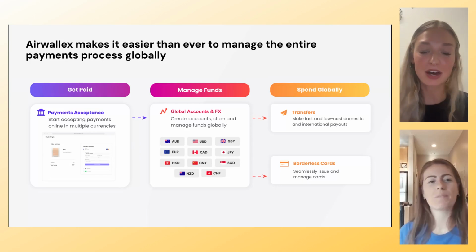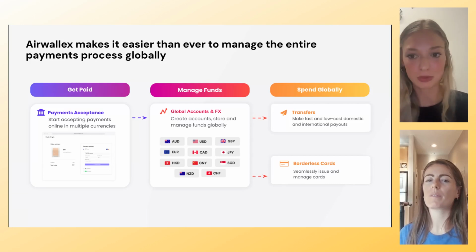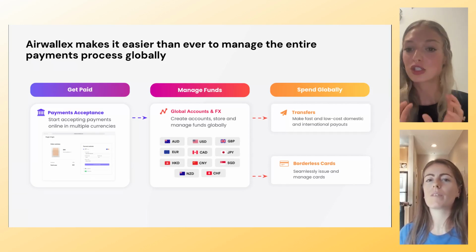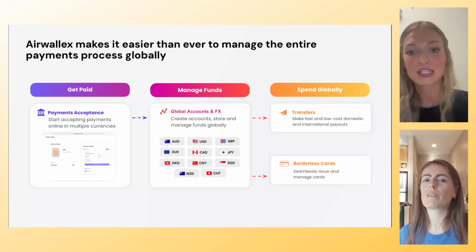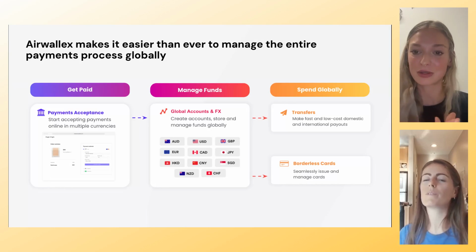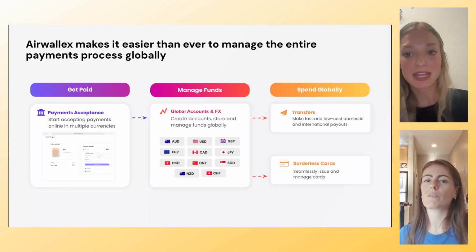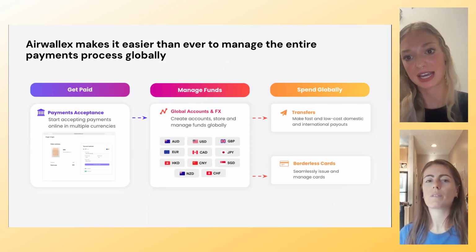So when we think about e-commerce and payment acceptance, we can accept payments in multiple currencies, keep it in those currencies through our global account, store those funds, and then use them in transfers as needed. So instead of having to FX and convert those transfers or those payments, we can keep them in the currency that they were received in until that money is needed in that currency again to spend it.